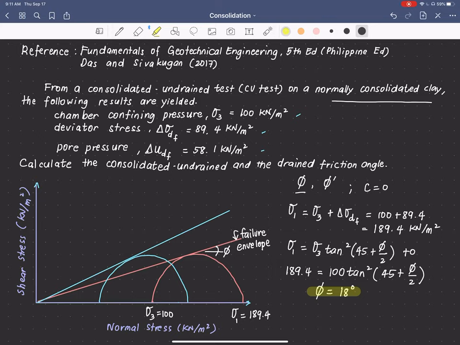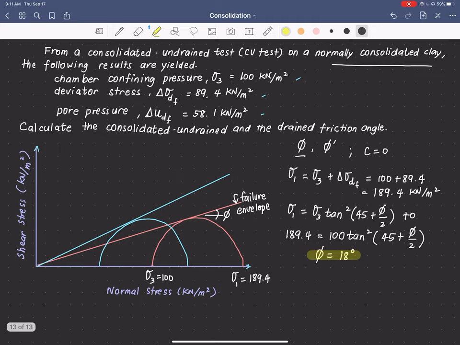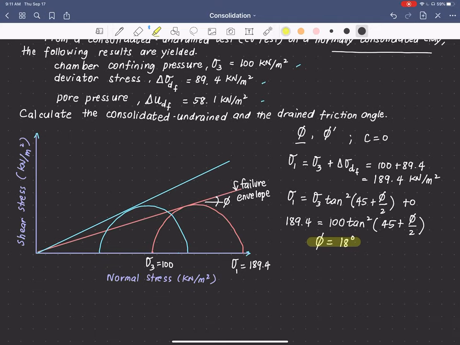And the next one is the drained friction angle. So we simply need to subtract the pore pressure from the stresses. And we can say that for the drained, which is for the blue color, let me write here, this one is for undrained, and this one is for drained. And this is another failure envelope. And this would be our drained friction angle.